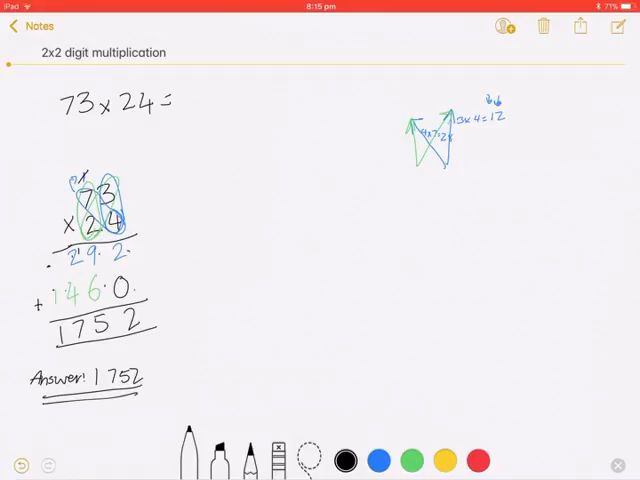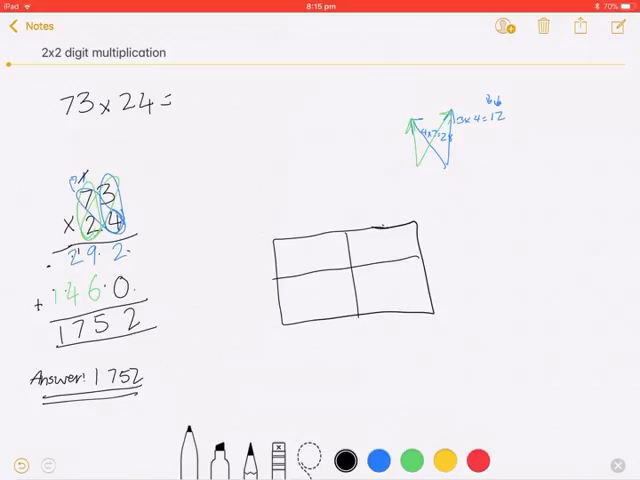Okay, so that's 2 by 2 digit multiplication. You can also do that this way. You can also use the Italian lattice method as well, which is shown on other examples.